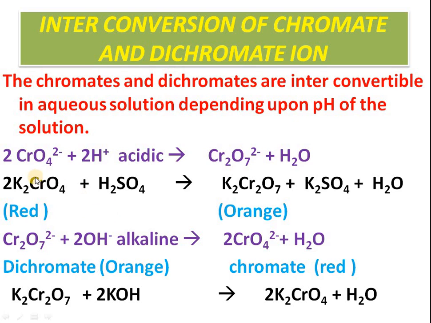So you can see from these reactions, if you decrease the pH by adding sulfuric acid, you are converting chromate to dichromate. And similarly, when you add KOH to dichromate, that is, you are increasing the pH, it is converted back into chromate.